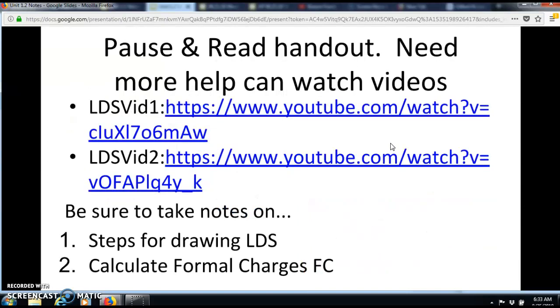Since there are many good videos that show this, I'm not going to show it in this video, but I have linked the videos for the Lewis dot structures in this assignment. You're going to pause this video now and watch those 2 videos, and then come back and we'll look at how to apply Lewis dot structures. While you're watching the videos, be sure to take notes on steps for drawing Lewis dot structures and calculating formal charges.